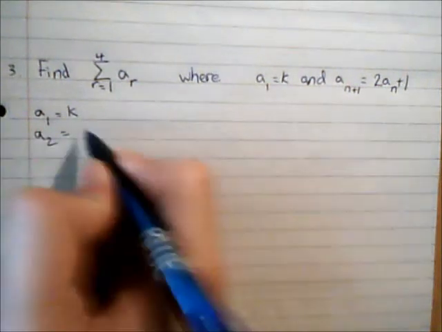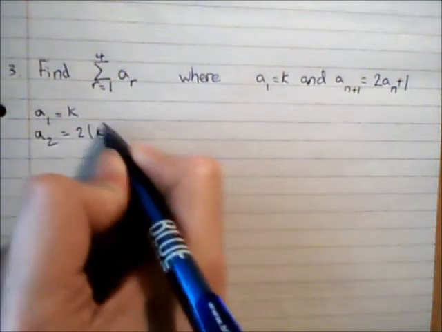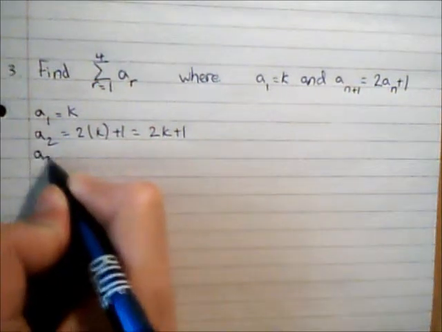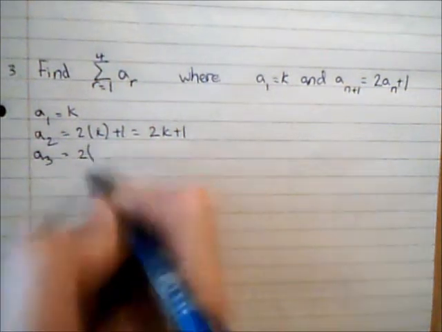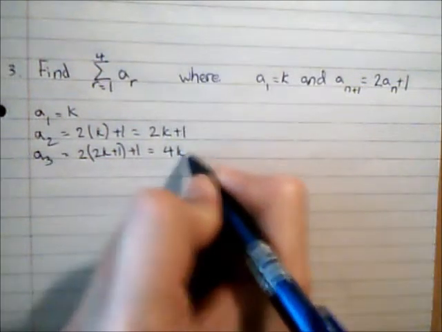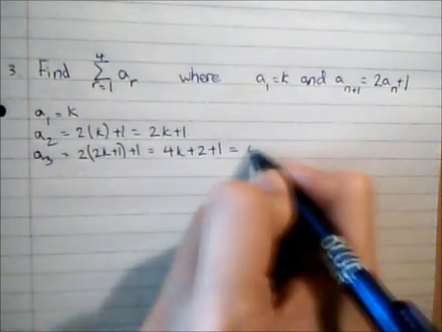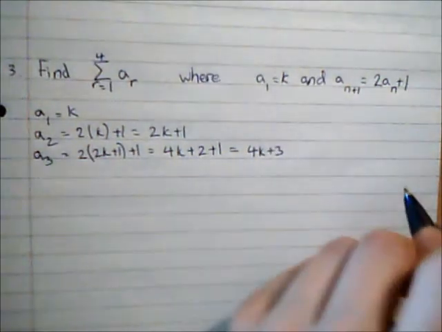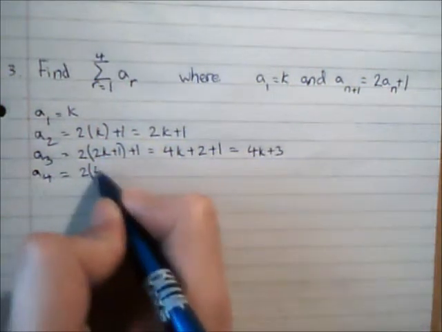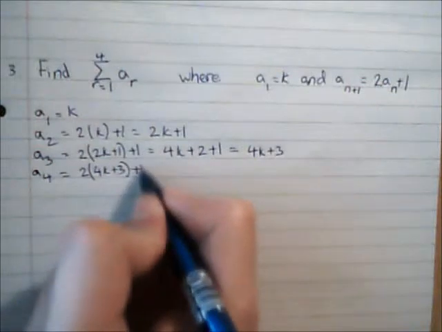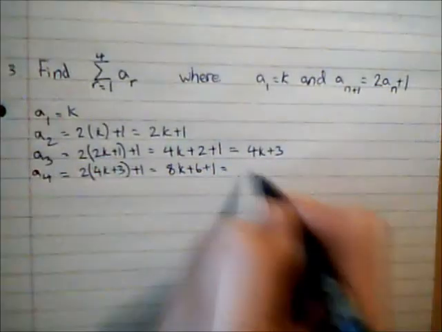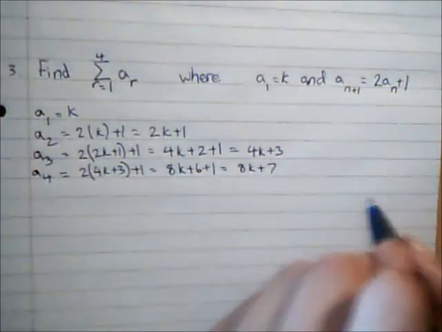a2 is 2 lots of k plus 1, so it's 2k plus 1. a3 is 2 lots of a2 plus 1, which is 4k plus 2 plus 1, which is 4k plus 3. And a4 is 2 lots of a3 plus 1, so it's 8k plus 6 plus 1, which is 8k plus 7.